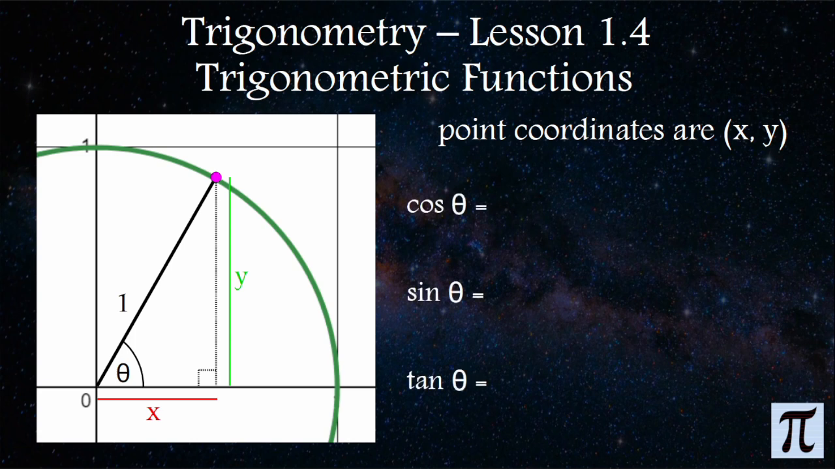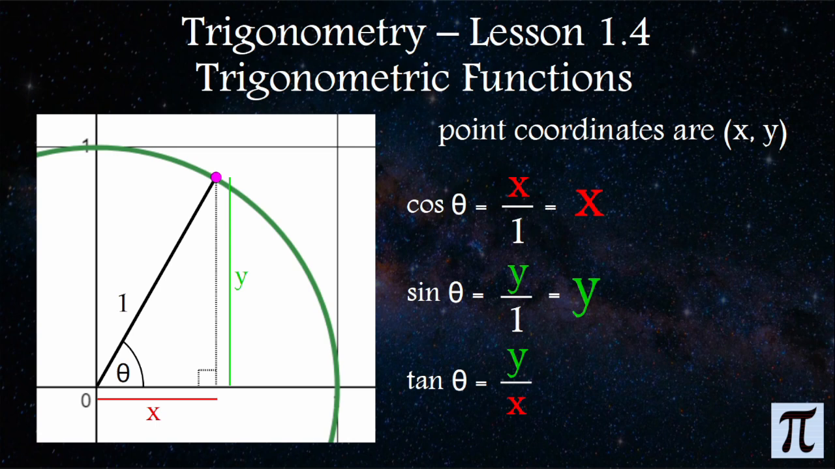So let's look at those trigonometric functions again. Cosine, sine, and tangent. Well, cosine is the adjacent side over the hypotenuse, or in this case it's x over 1. We have a unit circle, so the radius is 1. So in our triangle, the hypotenuse is 1. So really, the cosine of theta is just x. Likewise, for sine, it would be the opposite side over the hypotenuse, or y over 1, or just y. And tangent would be a ratio of y over x.